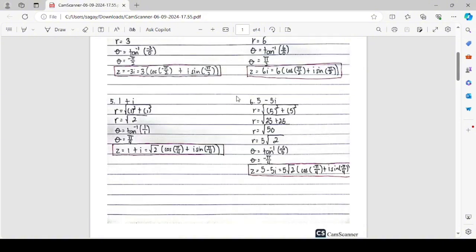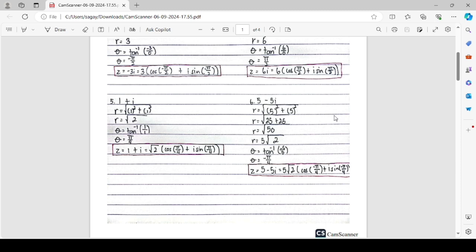And number 6 also has two values. It's the same as number 5. So we just substitute. r equals the square root of x plus y, which is 5 squared plus 5 squared, since 5 and 5i are both 5.